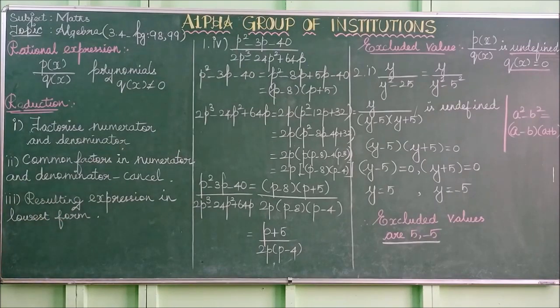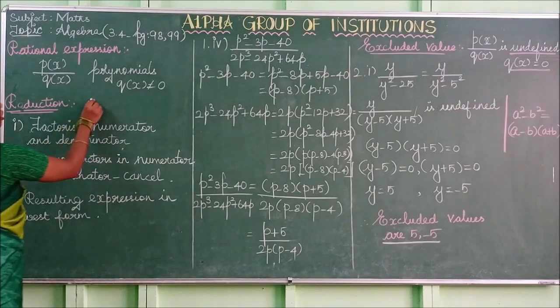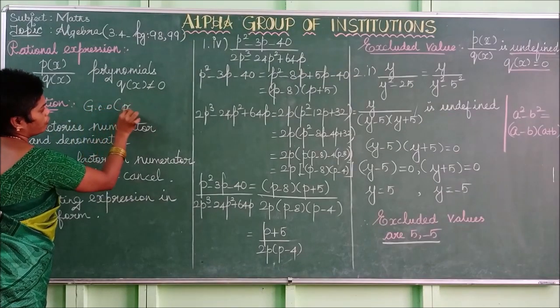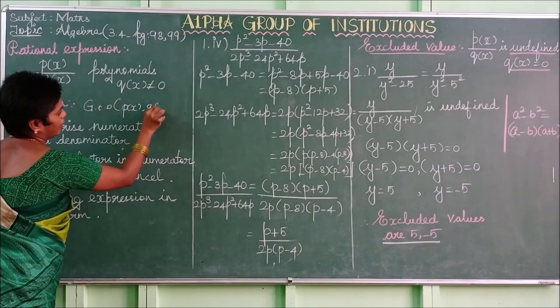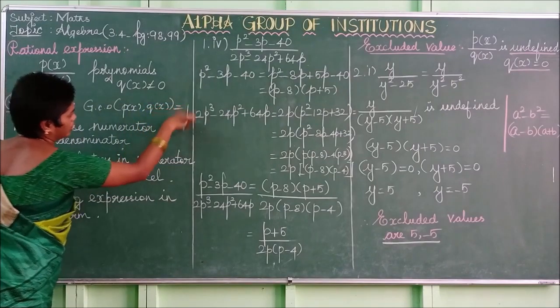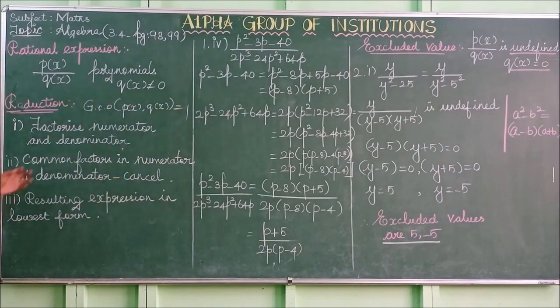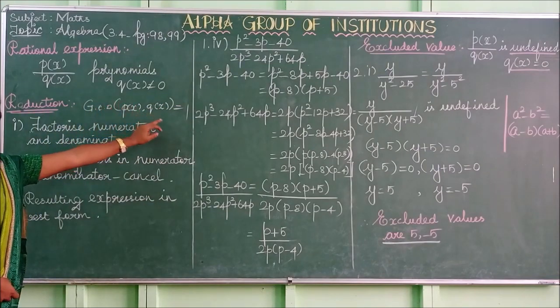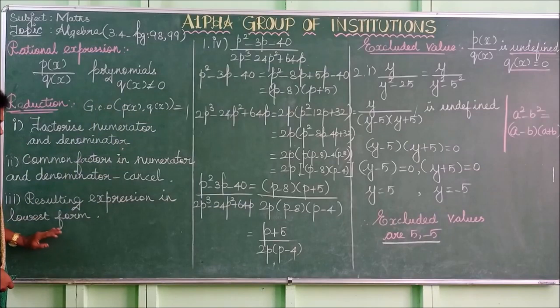One more note: whether you are finding the GCD of P of x and Q of x, it will be 1. What is the GCD? If you find the GCD for both P of x and Q of x, the value will be 1. So that is our lowest form.